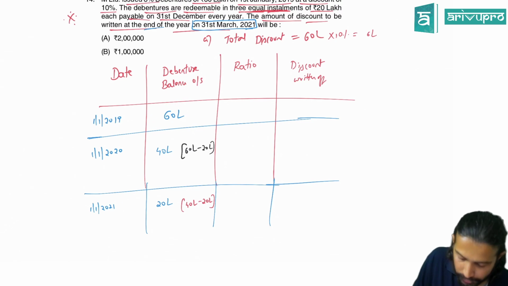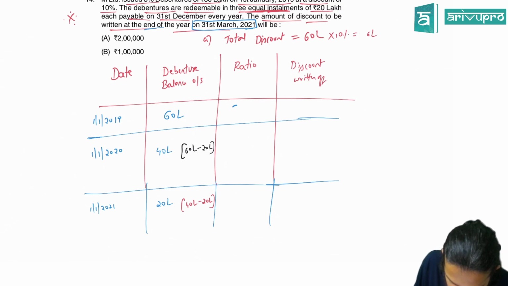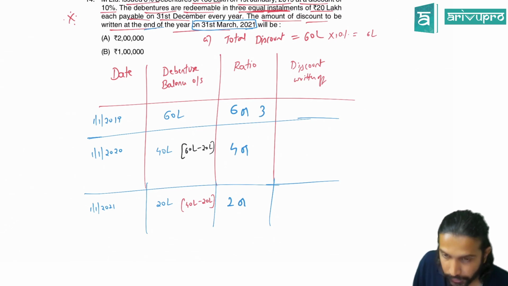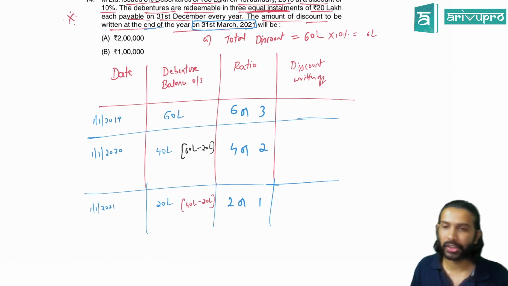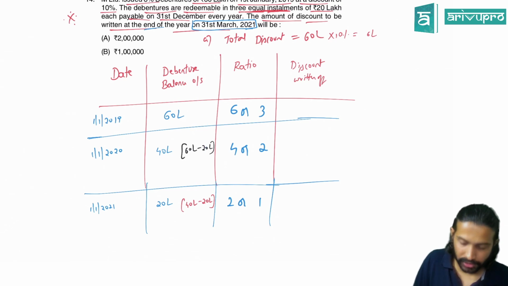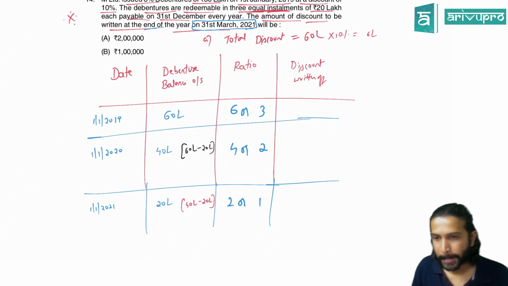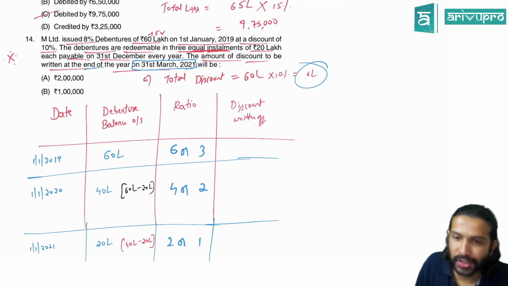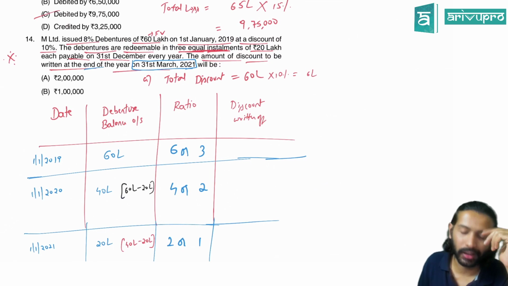So check the ratio of the balances. If I calculate the ratio, I can write it as 6:4:2, cancelling off all the zeros. Or in other words, 2 threes are 6, 2 twos are 4, 2 ones are 2. So the ratio is 3:2:1. The ratio of these three is 3:2:1. So I have to write off this discount in this particular ratio.